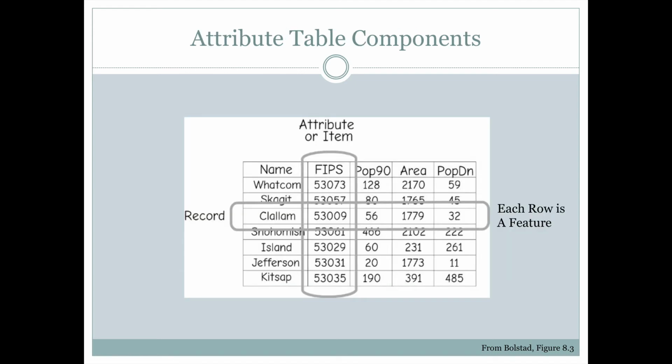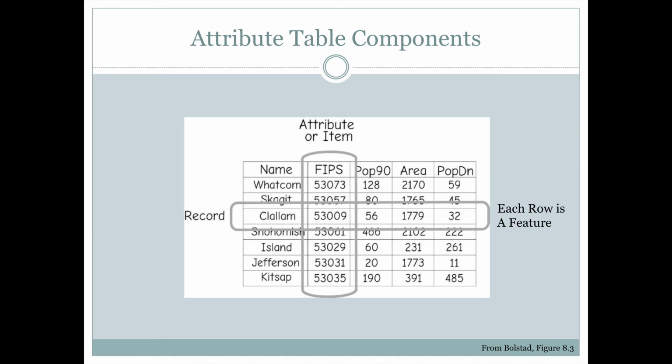Once again, just to review, in the attribute table each row is associated with a feature on the map, and we call each of those rows a record. And then each column is an attribute in the attribute table, and sometimes we also call those items. So the rows and columns are always put in this way in an attribute table, with each row being associated with one feature on the map.